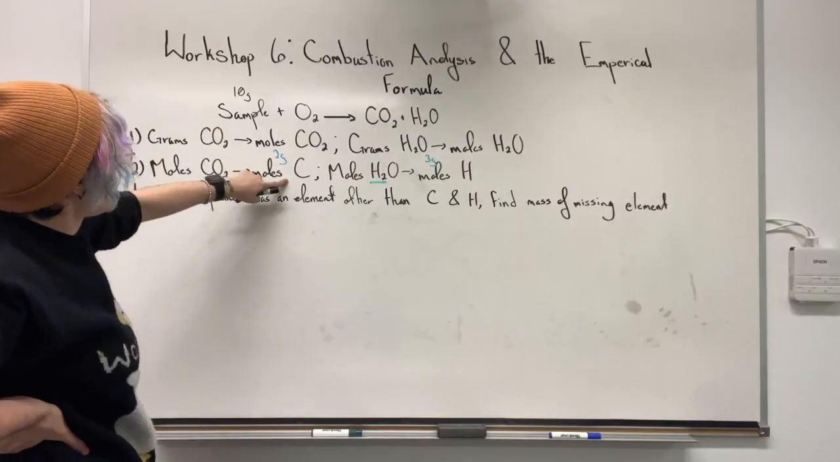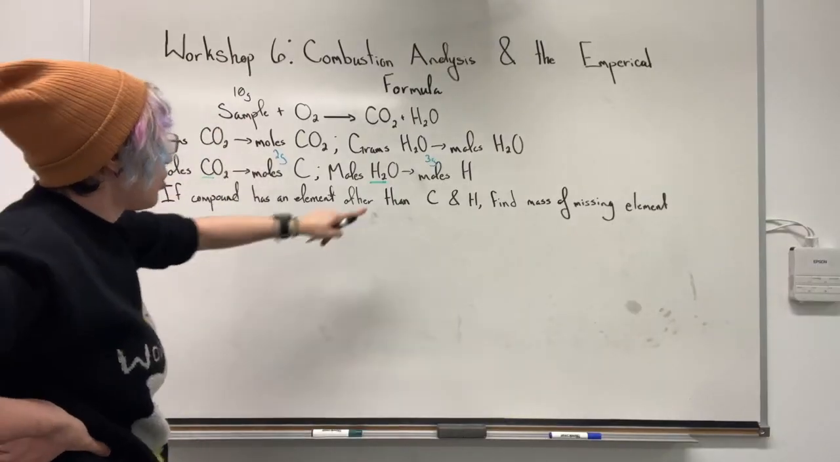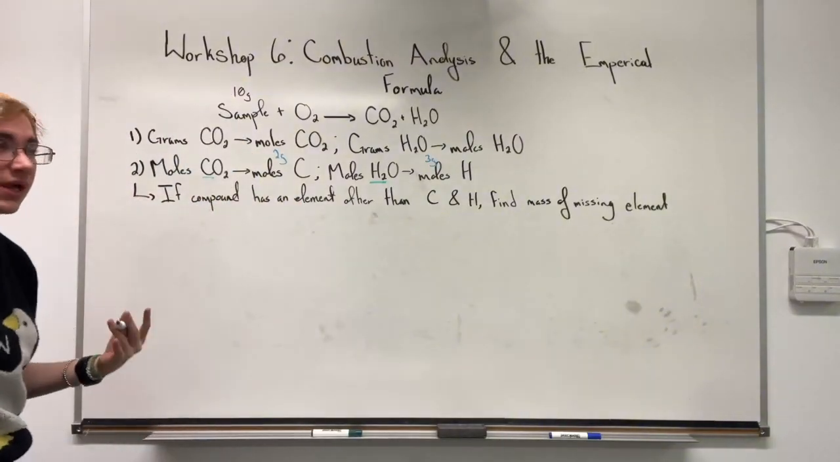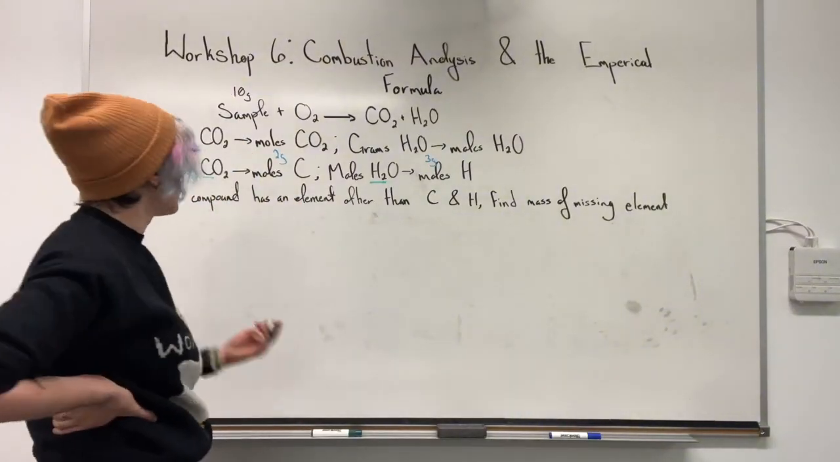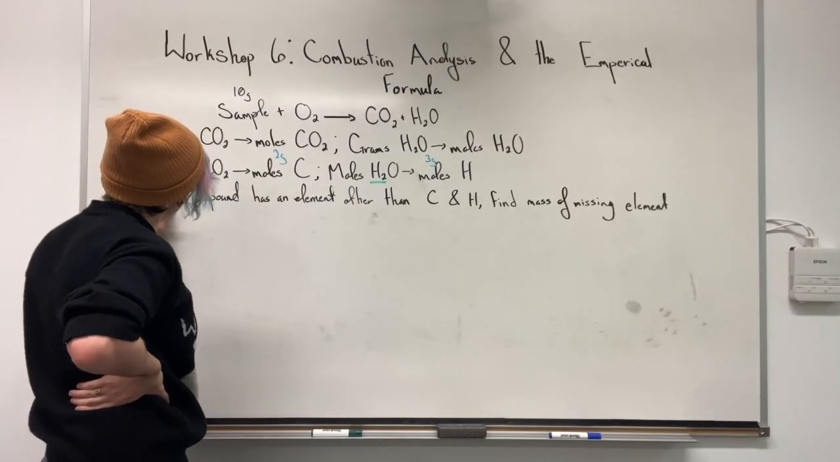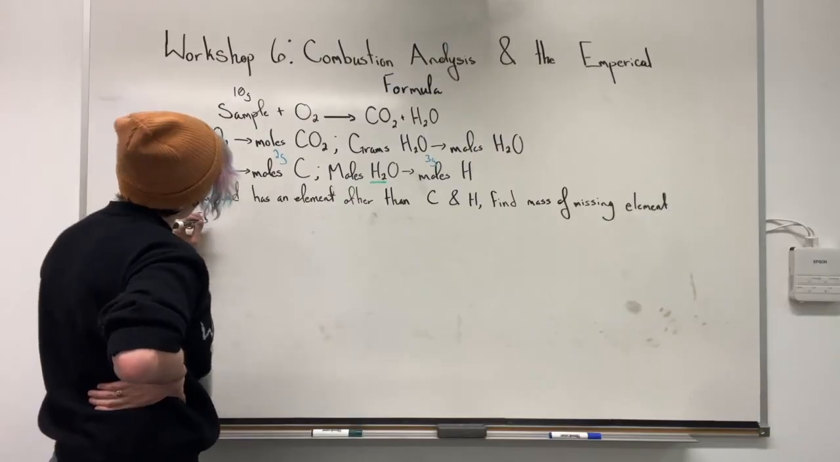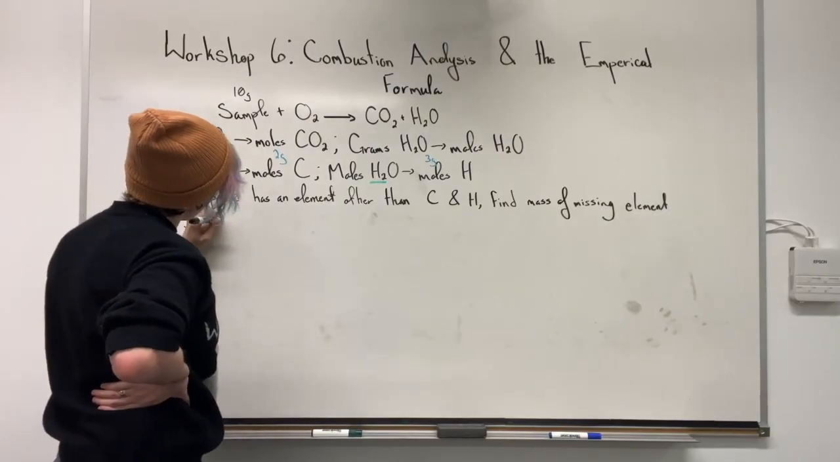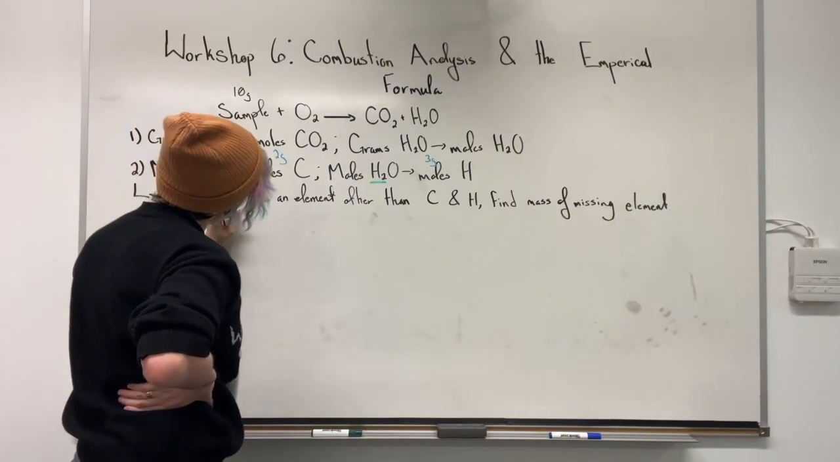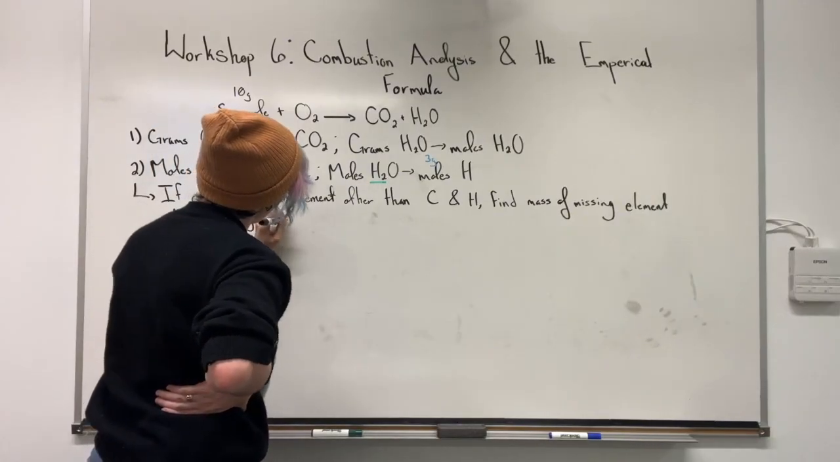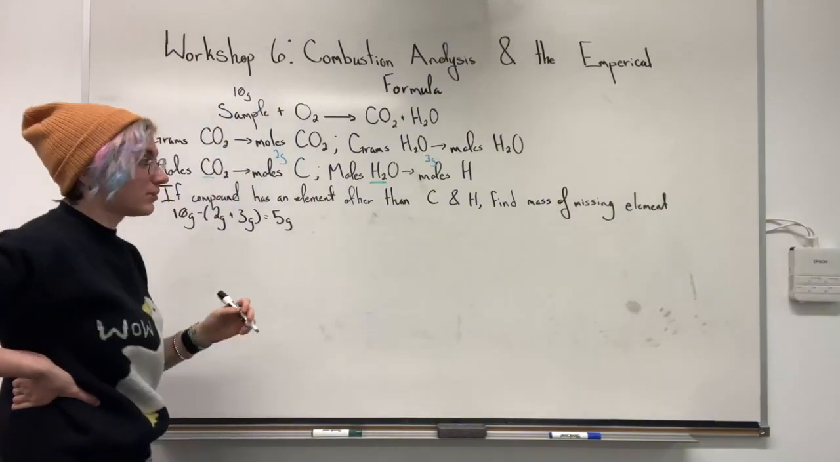And so if all of our carbon is 2 grams of the sample, all of our hydrogen is 3 grams of the sample, the rest of the mass must be the mass of the third element. And so if we do 10 grams for the original minus the mass of the carbon and the mass of the hydrogen, the mass that is left has to be the mass of the third element.